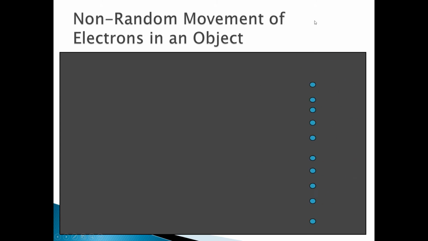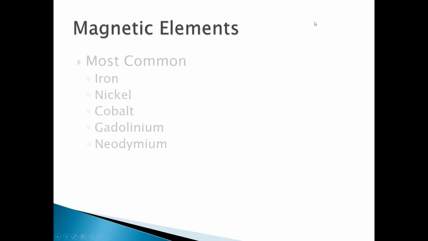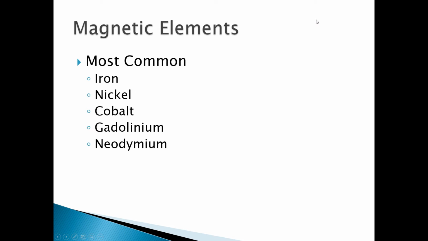Okay. Now, the elements that do this, there's actually very few of them. The most common are iron, nickel, cobalt, gadolinium, and neodymium. If you're not familiar, these make really, really strong magnets for their size. Neodymium magnets are small little round disc magnets, and they're really fun to play with. Just don't swallow them. Iron, nickel, and cobalt magnets are more common, but they're not as powerful as the neodymium magnets, at least not commercially.